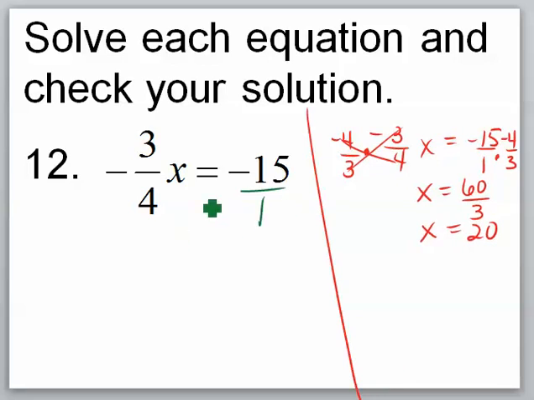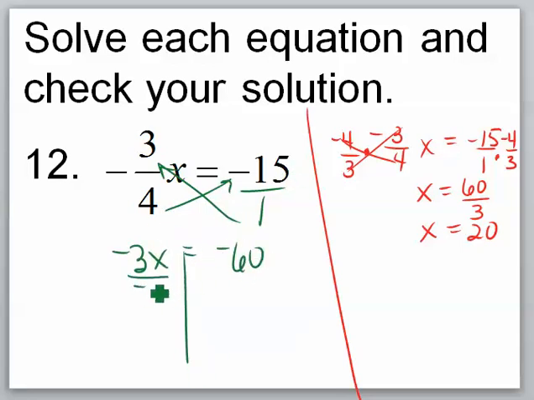Using that proportion method always works. You can always cross multiply like this. 1 times negative 3 is negative 3x. 4 times negative 15 is a negative 60. And then you can finish this off by dividing by negative 3 on both sides, which gives you x is 20.